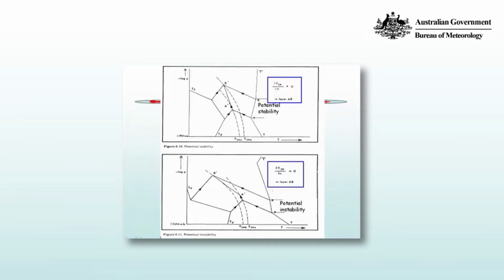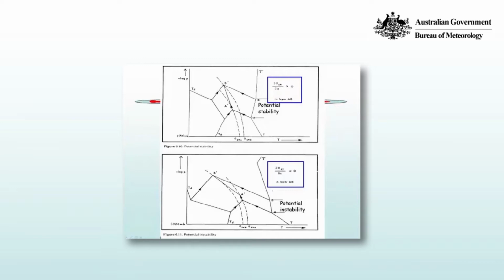And here we can see that the layer is potentially stable because it's statically stable before lifting, and after lifting it's still statically stable. So there's no potential instability here at all, it's potentially stable. And we notice that for the layer, d by dz of the wet bulb potential temperature is greater than 0. And so that's a condition for potential stability.